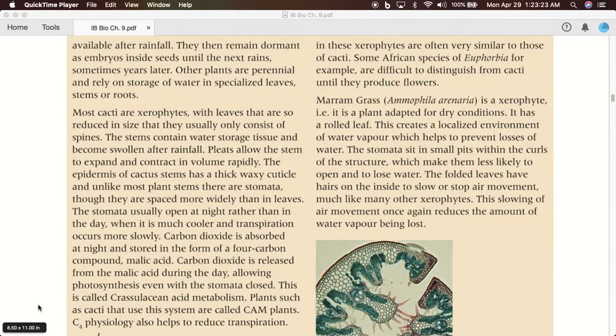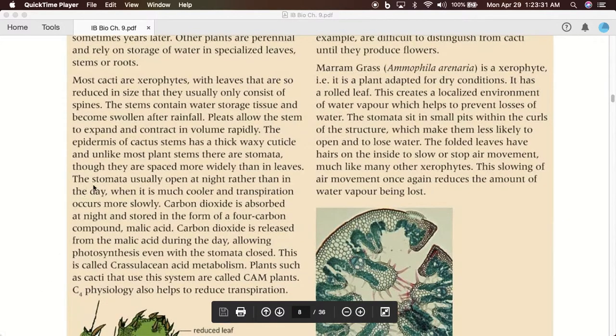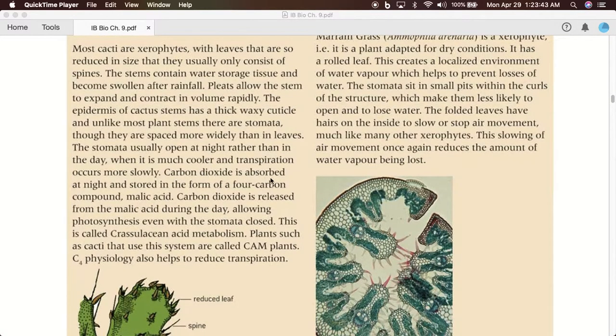So like we said, some plants will have, instead of leaves, what we call reduced leaves or spines. Other plants will do this thing where the stomata only open at night because at night it'll be less warm, so you will lose less water through transpiration. Other plants will collect carbon dioxide and convert it into another molecule called malic acid. So when the day comes, they can reconvert that malic acid back into the carbon dioxide they need for the process of photosynthesis, and they won't lose it through gas exchange.